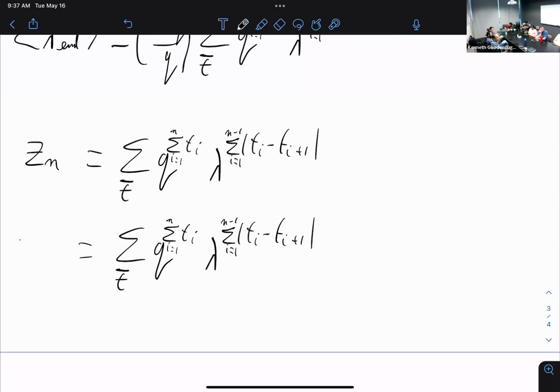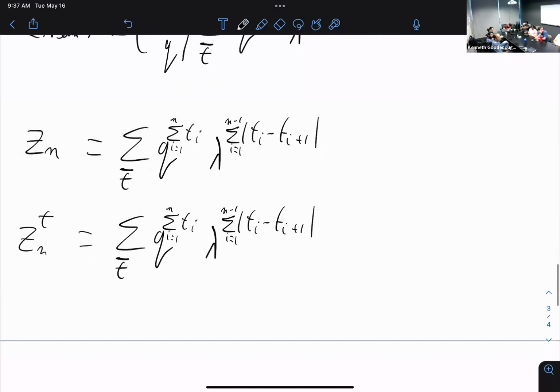Okay, let me define a new quantity. We had Zn, which was the total sum. Let me now define Znt. It's basically the same thing as before, but I'm only going to sum over all t sequences such that the last link, Tn, is equal to t. So now I don't sum over all possible sequences. I only sum over those sequences that have exactly t.